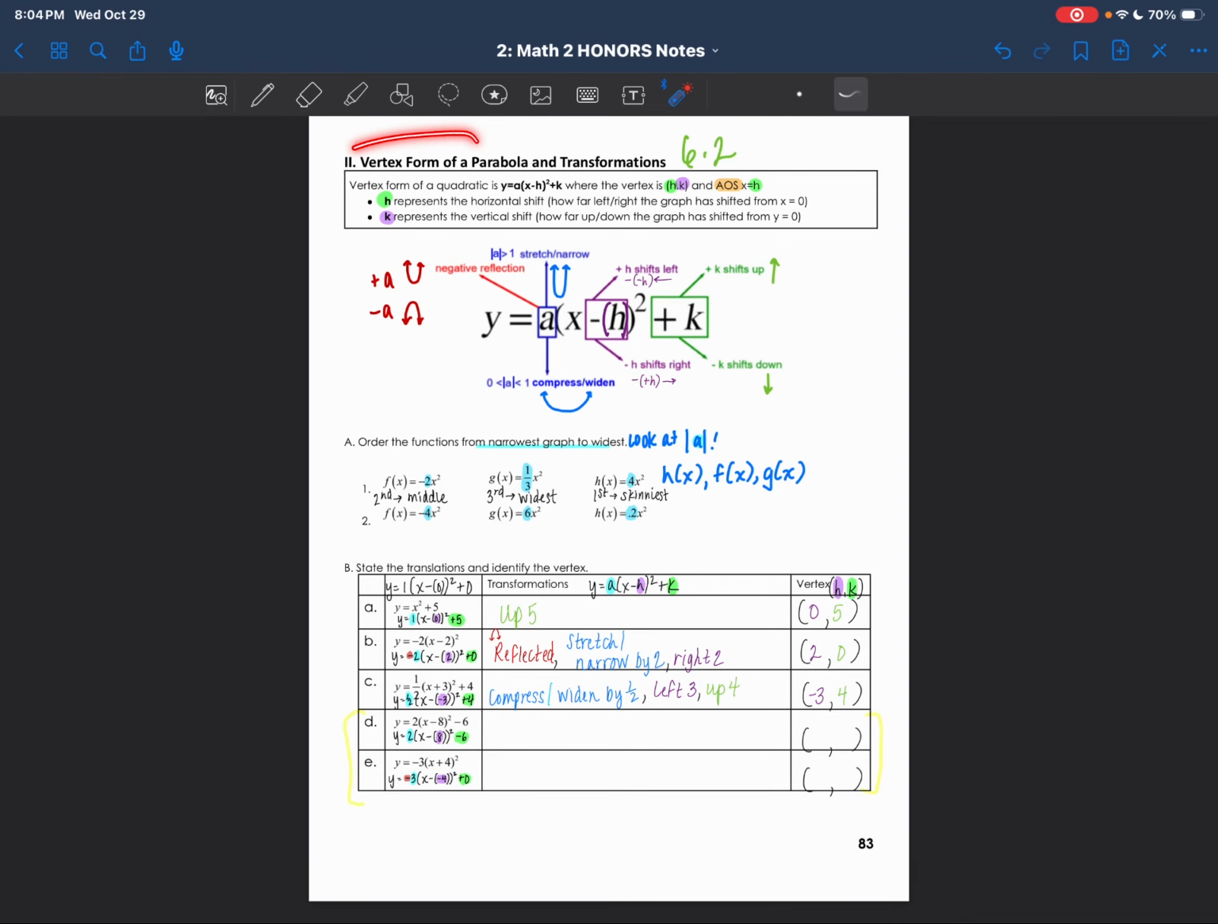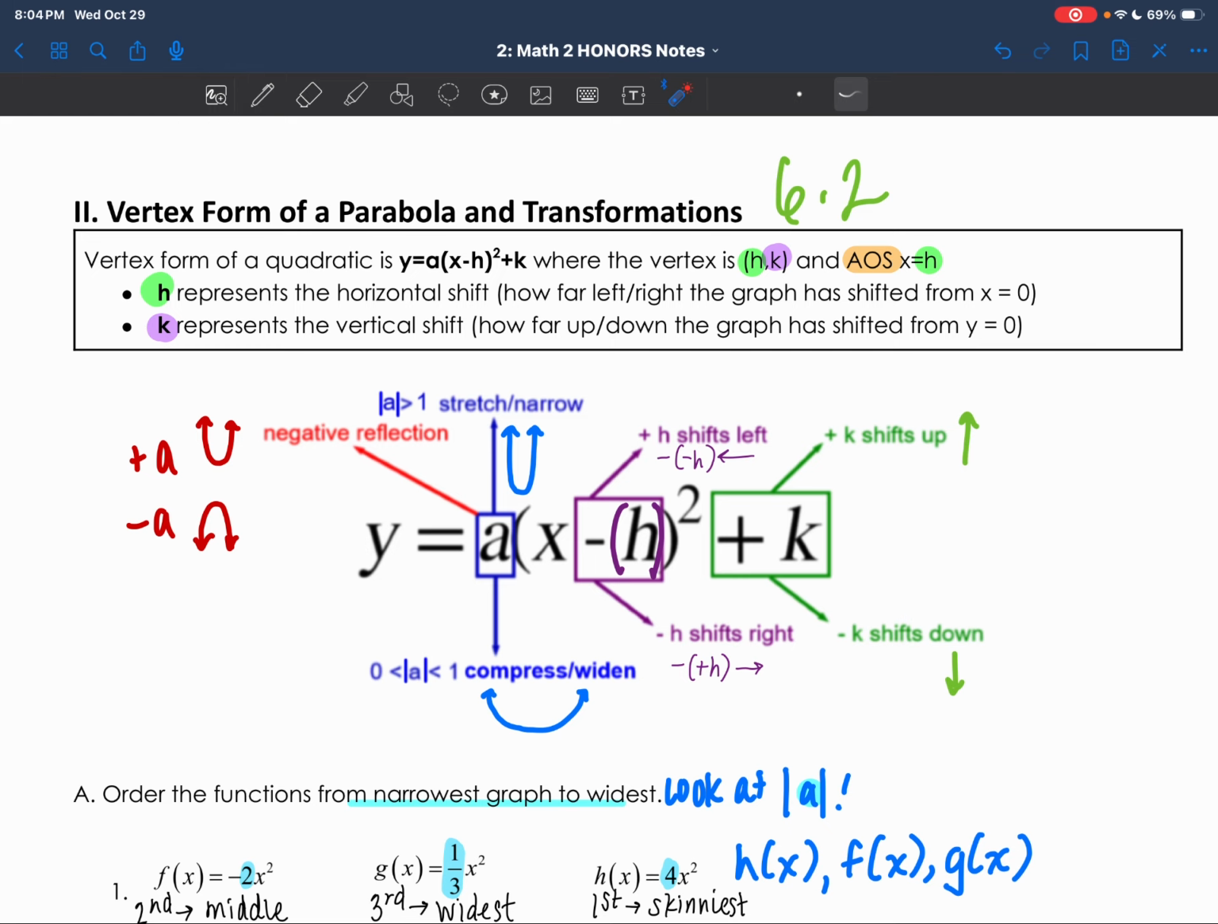All right, today what we're going to talk about is the vertex form of a parabola and transformations. So vertex form of a quadratic is this formula right here, y equals a times (x minus h) squared plus k, where the vertex is (h, k) and the axis of symmetry is x equals h. So h represents the horizontal shift, so basically left to right, starting with x equals 0. K represents the vertical shift, so going up or down, and how much the graph has shifted from y equals 0.